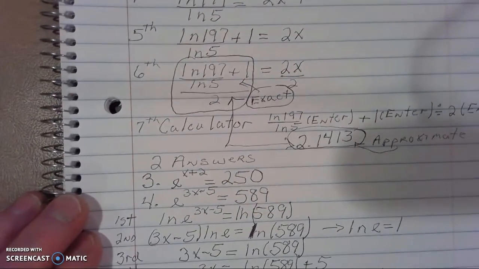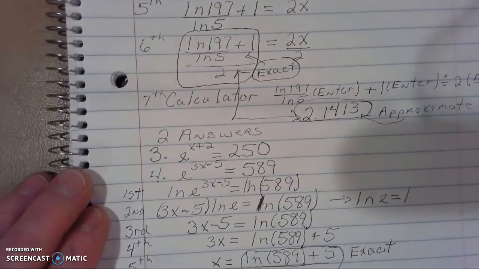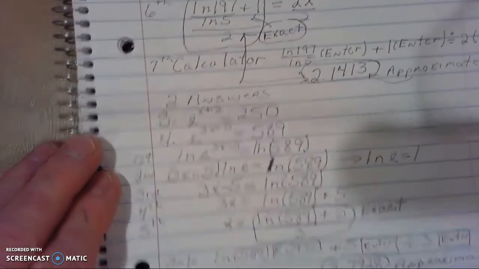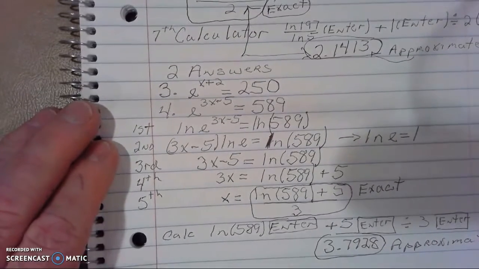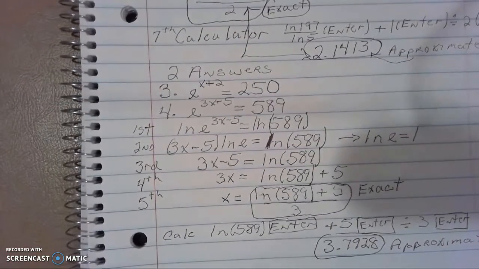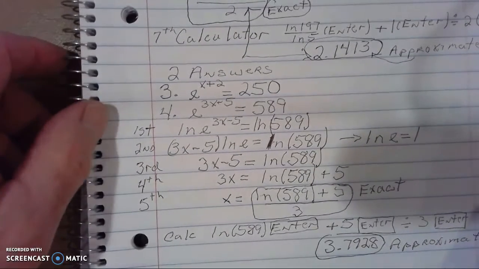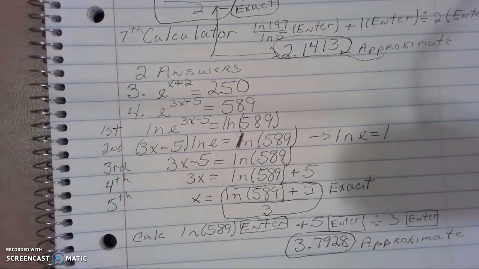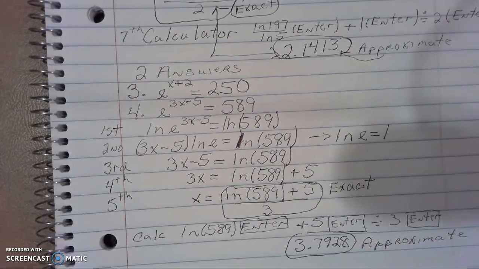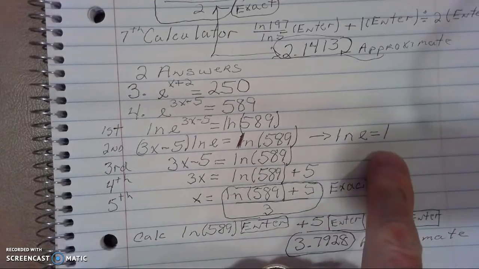Number 3, e to the x plus 2 equals 250. And then number 4 is done with these steps here. Make sure you stop it, pause it, see the steps, see the algebra. And one thing to remember, when you get the natural log of e, it equals 1.